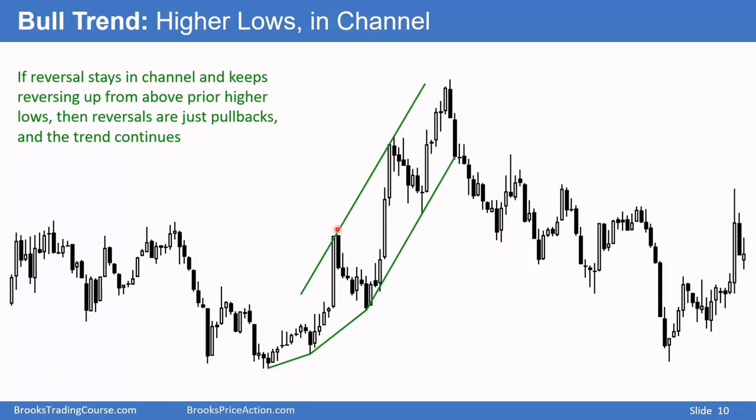We have a bull trend, a reversal attempt, but the trend continued. Anytime you have a reversal attempt in a bull trend and the trend resumes, that reversal attempt is a bull flag. So bull flag, reversal attempt, but the trend continued, bull flag.